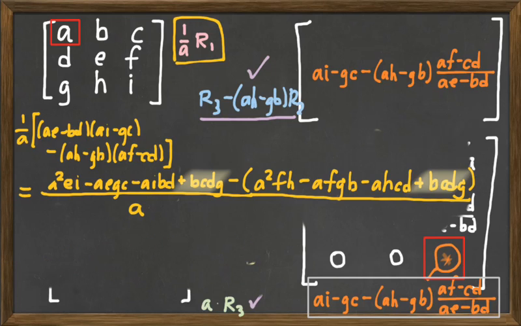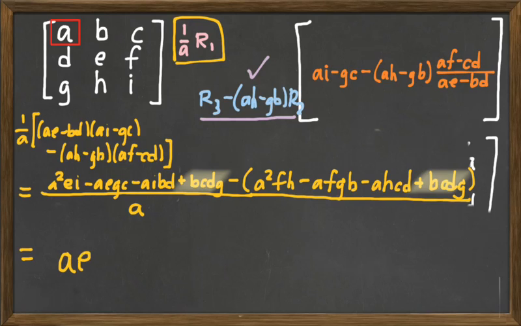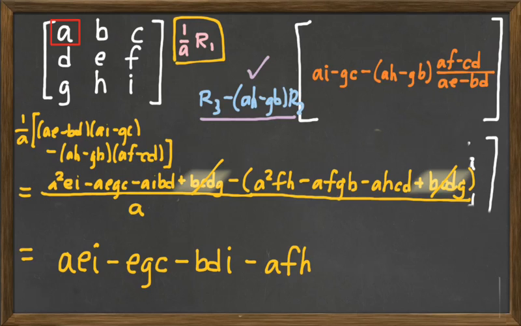And here's the big finish. We get a formula for the determinant of this 3 by 3 matrix. Namely, A squared EI, we cancel one of the A's and get AEI. AEGC becomes EGC. AIBD becomes BDI. The BCDGs are gone. Then I have minus A squared FH, which just becomes AFH when I cancel the A. AFGB becomes just FGB with a plus, because now we're distributing the subtraction. And AHCD becomes HCD. Ugh, man.